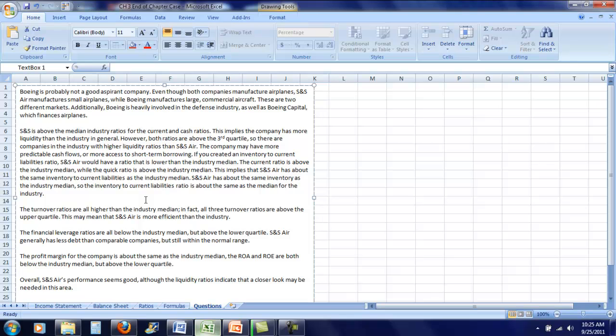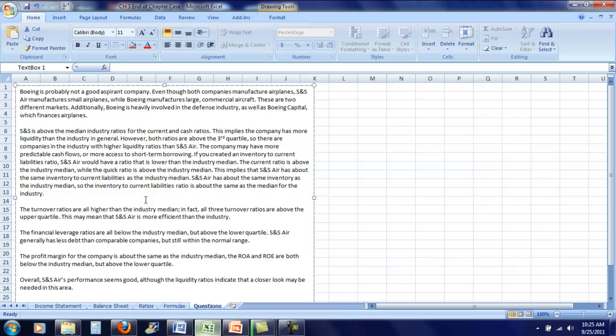and total assets. When we get to the financial leverage ratios, they're below the industry median but above the lowest quartile. SS Air generally has less debt than comparable companies, but it's still within the normal range. And this can be good in times where they may need to borrow some money, and so therefore you want to have a lower than average industry debt if possible.